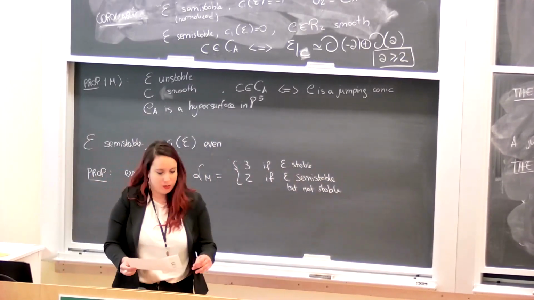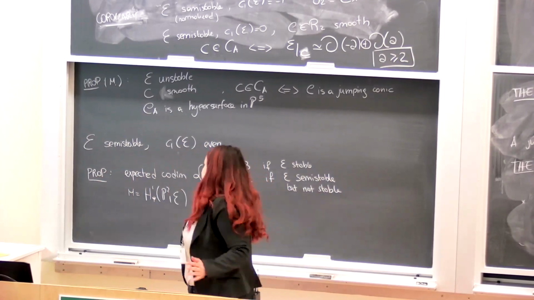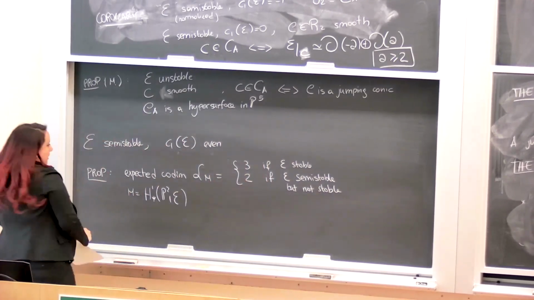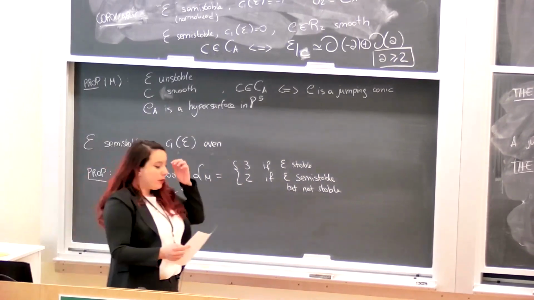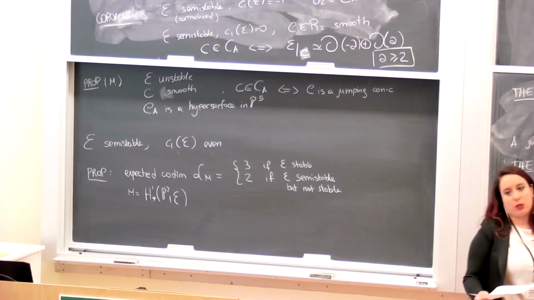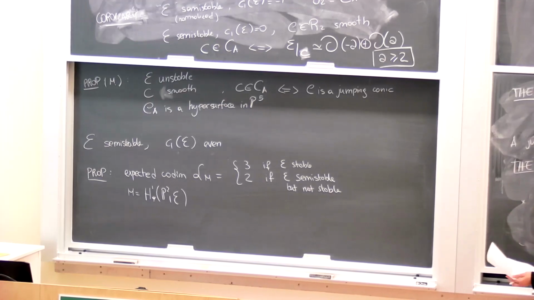Okay, so now the main question will be: is it true that this expected codimension is achieved in the case where E is general? And we can give a positive answer in the case of the complete intersections, with the assumption of generality. So, theorem.